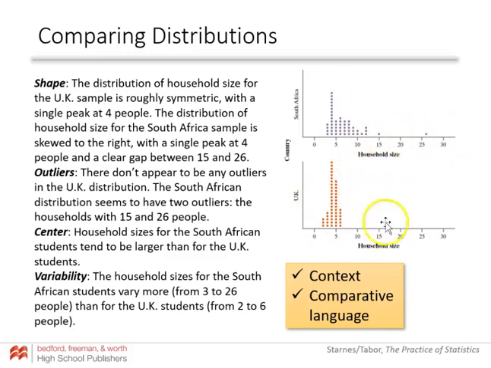When we talk about outliers, we say the UK distribution down here doesn't appear to have any outliers, but this one does at 15 and 26. And then here's a good thing where we talk about comparing. Household sizes for the South African students up here tend to be larger than for the UK students. UK is bunched in here, and then the South African numbers are a little bit bigger. Variability also has some good comparison. The household sizes for the South African students vary more. They go from 3 to 26, whereas for the UK everyone was between 2 and 6.